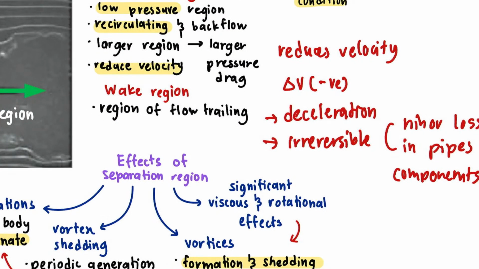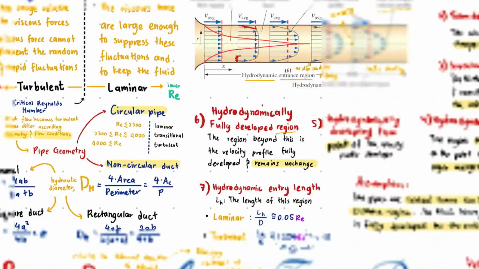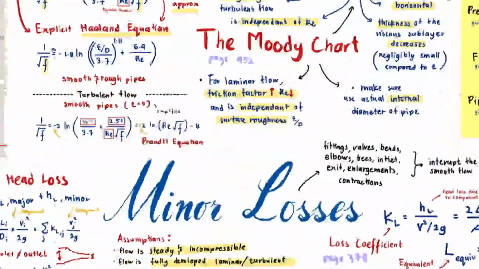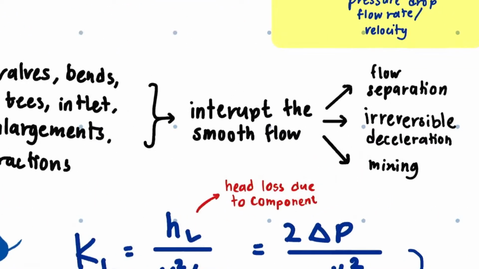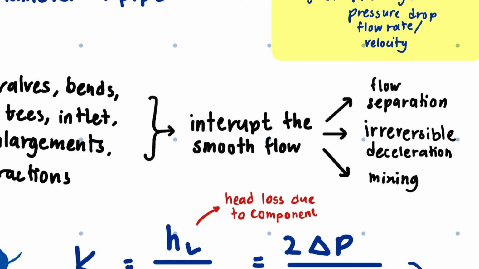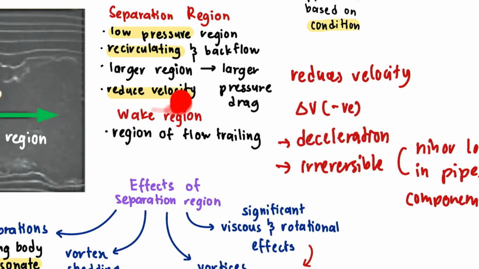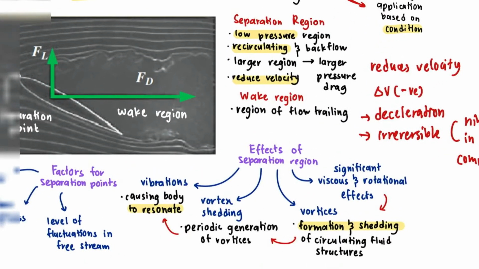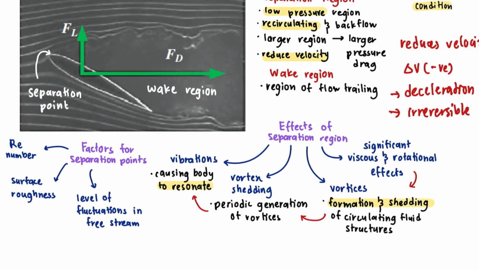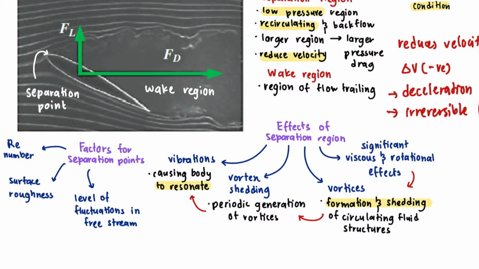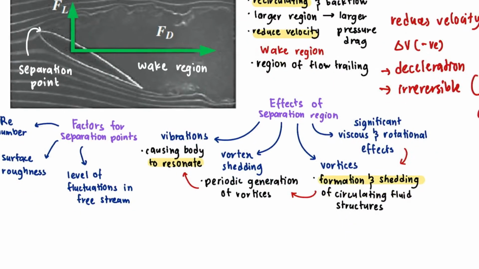As we have seen in the internal flow. Where is it? Here. You see here? It says here, irreversible deceleration caused by flow separation. Why? Because it reduces the velocity of the flow. That's all. So everything is related. So the wake region is the region of the flow trailing over here. These ends here are all the wake region.